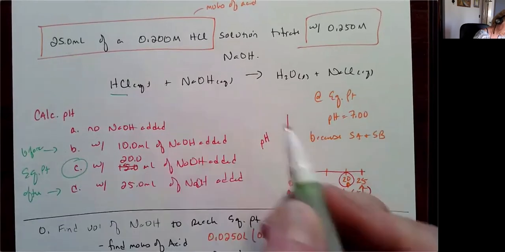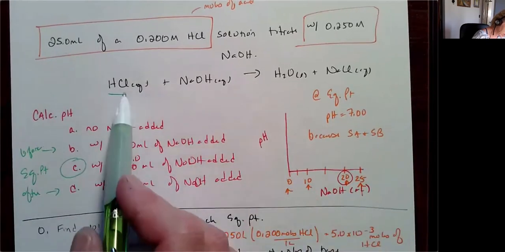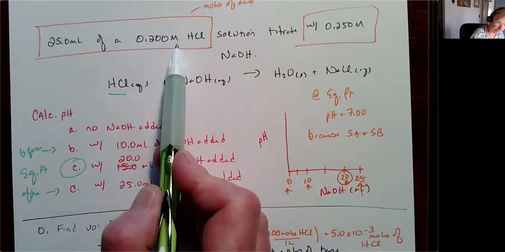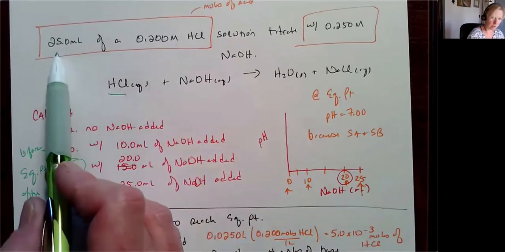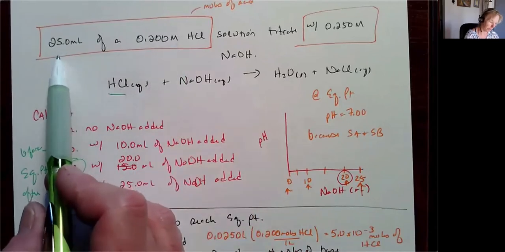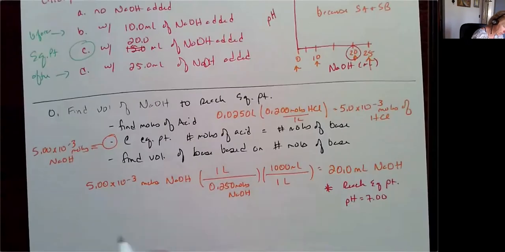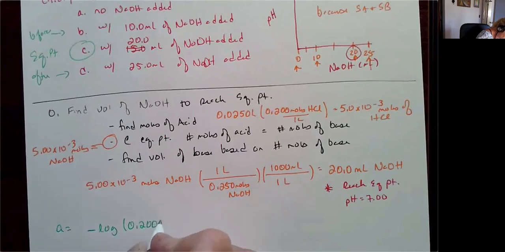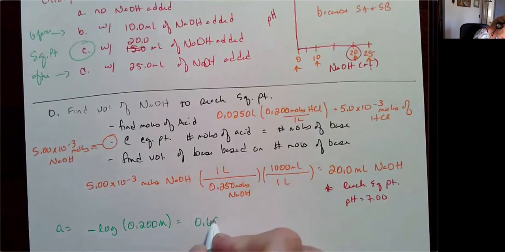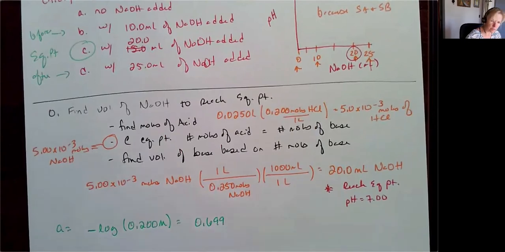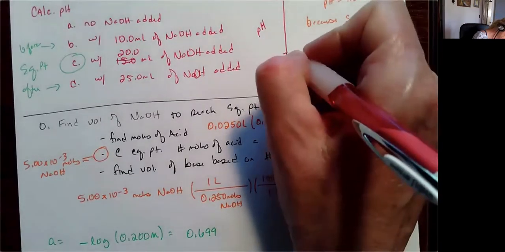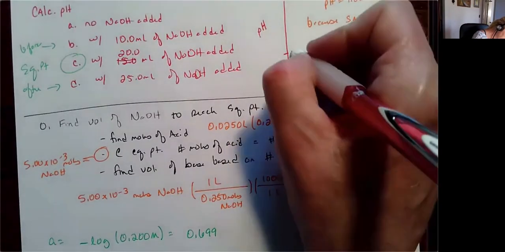Okay, so to find my initial pH, no sodium hydroxide added. This is a strong acid, so I'm going to take just the molarity of it. It doesn't matter if I have 25 mL or 50 mL or 100 mL. My pH is going to be driven by the concentration of that strong acid. So for A, I'm just going to take the negative log of 0.200 molar, and that's going to give me my pH, 0.699. So that's my initial pH. That would be my pH here with no sodium hydroxide added.